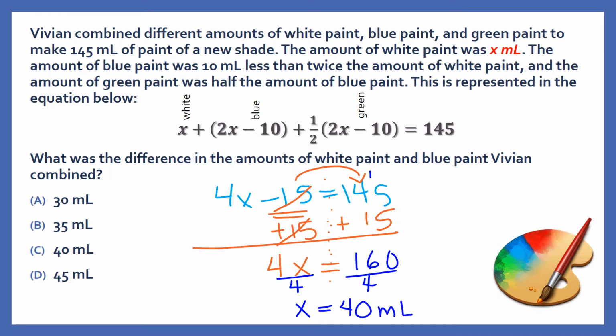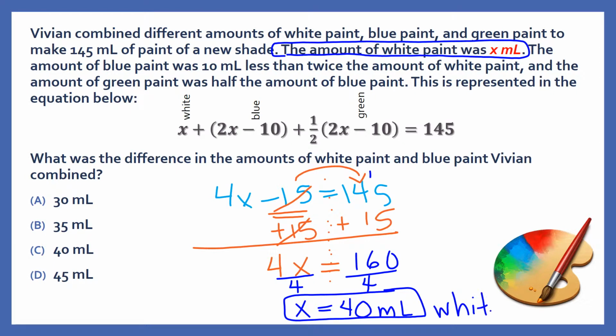Now, let's look and see what we found here. Remember, x in the beginning when we talked about this was the amount of white paint. X is the amount of white paint. So I have 40 milliliters of white paint.